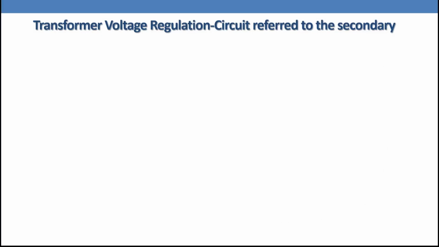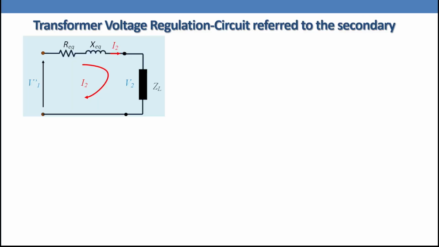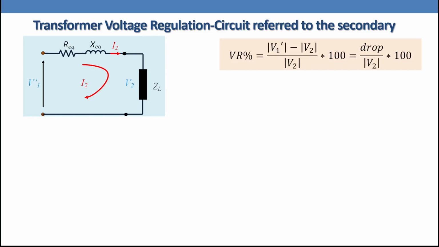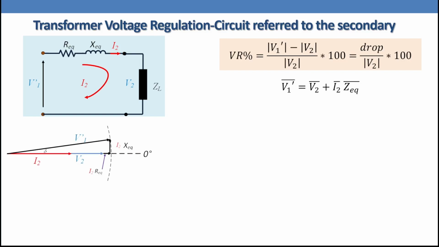What will be the case if the circuit is referred to the secondary? We are going to apply the same concept, except that the current will be I2 and the voltage V2, and the voltage of the primary referred to the secondary side will be V1 dash. So the voltage regulation will be the magnitude of V1 dash minus V2, over V2, multiplied by 100, equals the drop over V2 multiplied by 100. So what is the drop? Based on the voltage equation, or Kirchhoff's voltage law, V1 dash equals V2 plus I2 Z equivalent. So the drop is I2 Z equivalent. So in case of unity power factor, the drop will be I2 R equivalent.